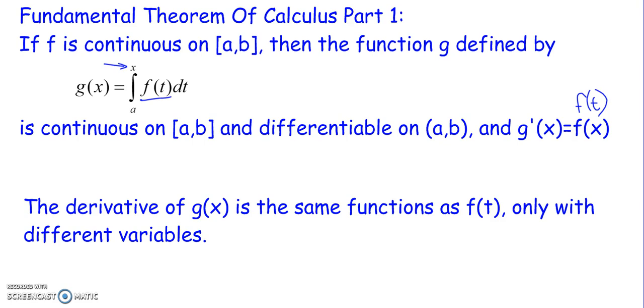So if f is continuous, then g of x is also going to be continuous. It's also going to be differentiable. And you're going to find that the derivative of g of x is just f of t or f of x, however you want to say it. And actually, Rachel, this is almost exactly what you said verbatim in the last slide. The derivative of g of x is the same as f of t, right? So it's just a switch of variables is really the key here.